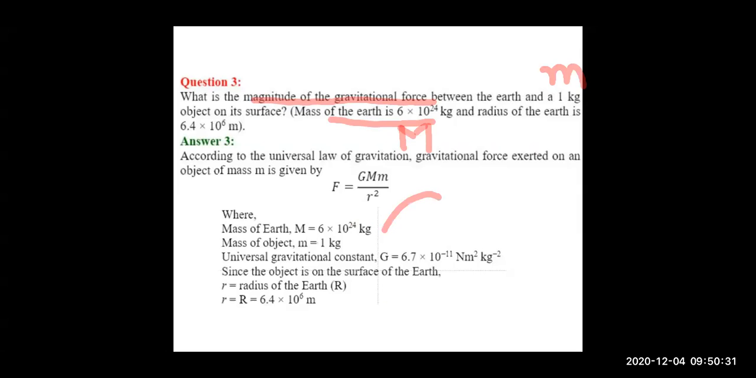Suppose this is our earth. This is the center of the earth. So your object is over here on its surface. So the distance between the center of the earth and the center of the object will be this distance, that is the radius. So beta here the radius of the earth will be equal to the distance between the two objects, right? Your first object is earth and the other object is an object of mass 1 kg. So capital M value is this, small m value is this, and this is the value of d.